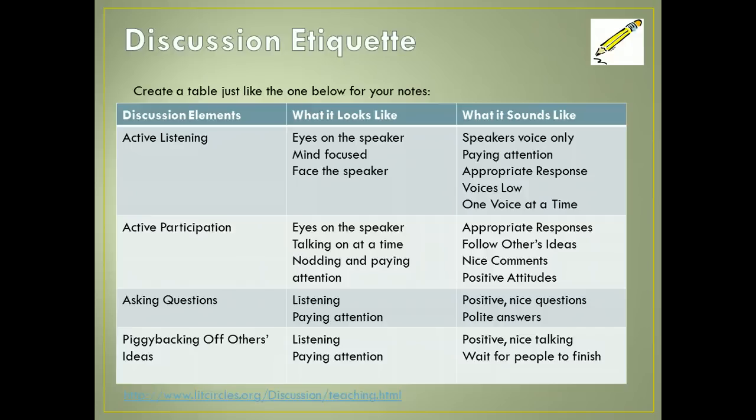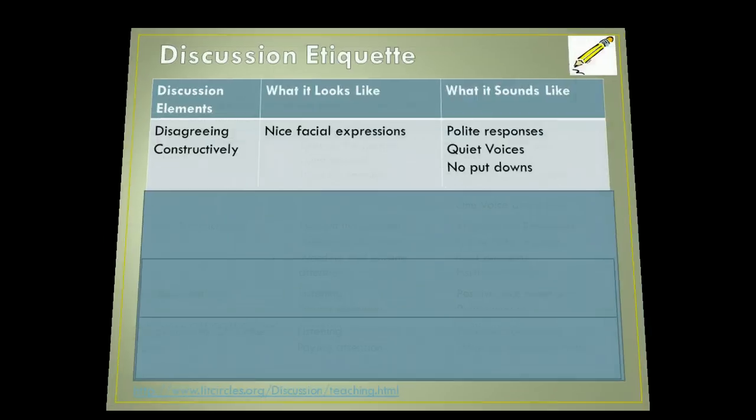This last one, piggybacking off others' ideas. So we've done this a lot in class or even within our discussion groups or even debates where you would say something like, kind of going along with what so-and-so said, or piggybacking off of what Susie said, and you add to the conversation. So what that looks like is, again, listening, paying attention, and then positive, nice talking, and then you're waiting for people to finish before you continue on with the topic. Some people have a really hard time waiting for others to finish. Just wait your turn.